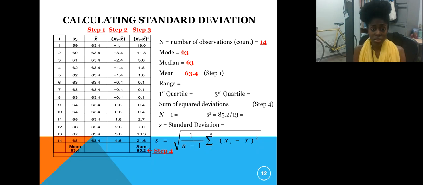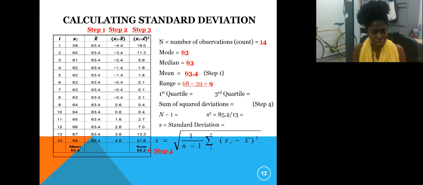What's our range? Well, hopefully you're not looking at i because that's not values. Hopefully you're looking at xi because those are values. And it's telling us that our maximum value is 68, our minimum value is 59, and so our range would be 68 minus 59, which would give us 9.